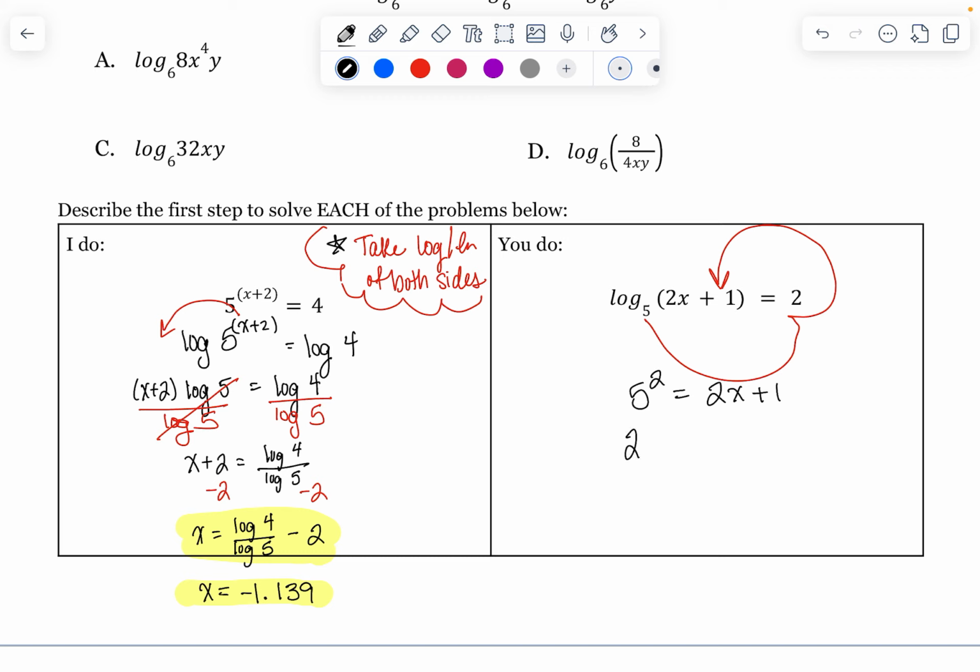Well, I know 5 squared is 25, so I'm going to rewrite that. And now this is a normal linear equation. I can solve for x. I'm going to subtract 1 on both sides. So I get 24 equals 2x. Divide both sides by 2, and I get x equals 12.